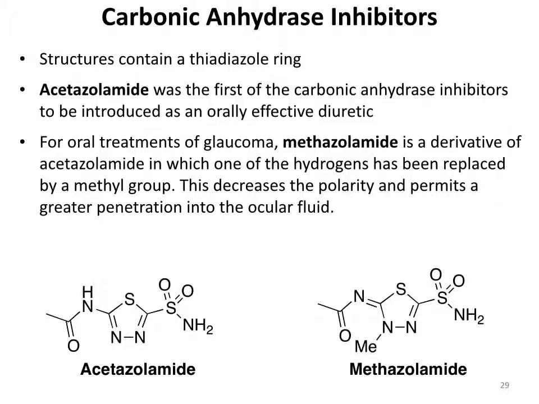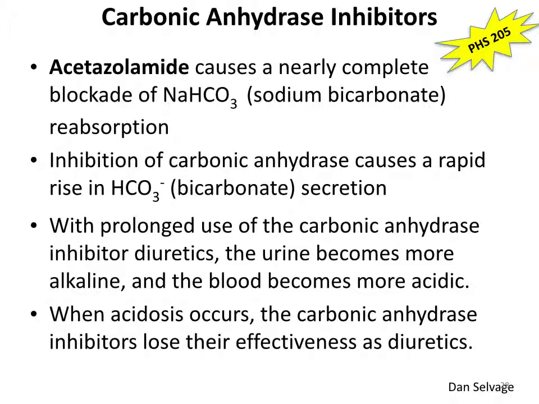Now, I don't know how much this is used outside of ocular preparations of methazolamide or ocular medication. I don't know how often these are used for hypertension as drugs in an IV dose because, as Dr. Selvage points out, with prolonged use we get acidosis of the blood, right? You get a very rapid rise in the amount of bicarbonate being excreted from your blood. When acidosis occurs, the carbonic anhydrase inhibitors lose their effectiveness. So once you dose them a certain amount, they lose potency.